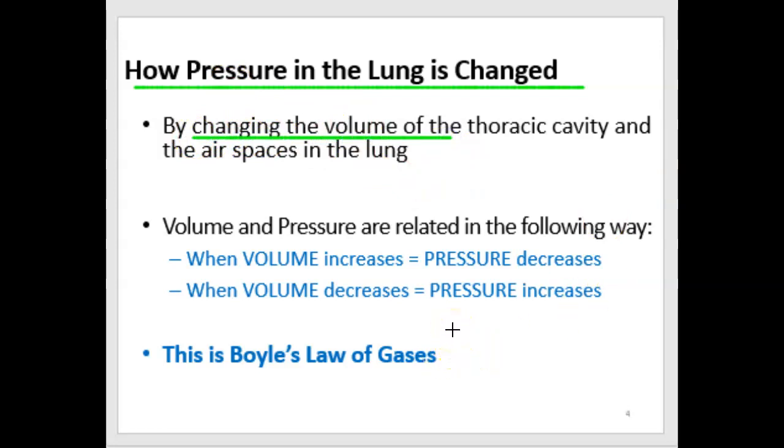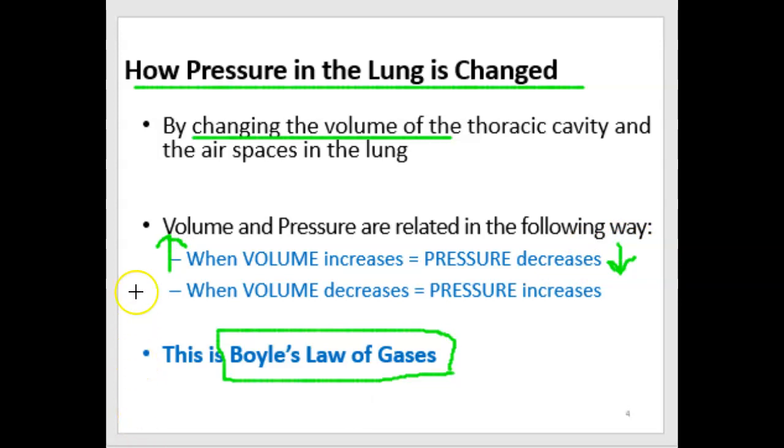And there is a relationship between volume and pressure of a gas that has been defined as Boyle's law of gases. And what it states is that there's an inverse relationship. When there's more volume for a gas to occupy, more space, the pressure of that gas lowers. When there's less volume for that gas to occupy, or when volume decreases, the pressure of that gas increases. So it's an inverse relationship or inverted relationship.